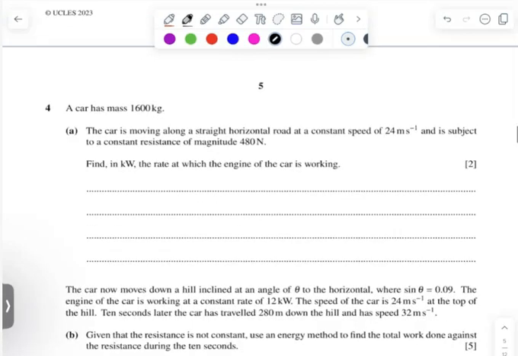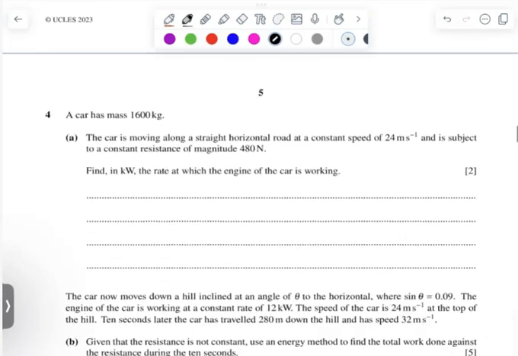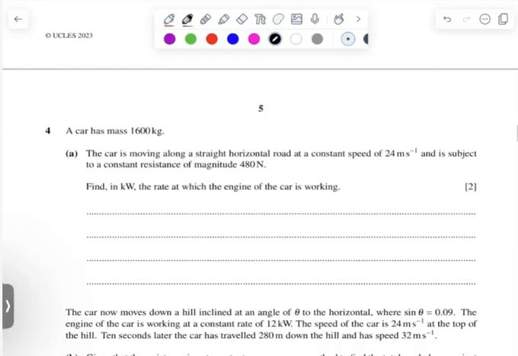Next question. A car has a mass of 1,600 kgs. The car is moving along a straight road at a constant speed. So every keyword counts. Constant speed. It is subject to a constant resistance of 480. So you could maybe just draw your car. I normally draw it in my lines, but I'm going to avoid doing that right now. So it's a horizontal road and it's a constant speed.